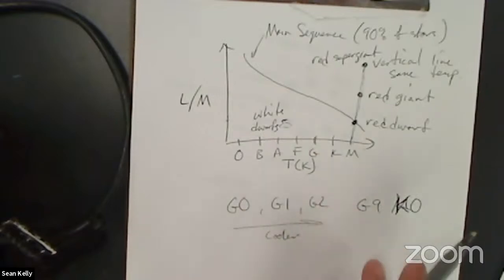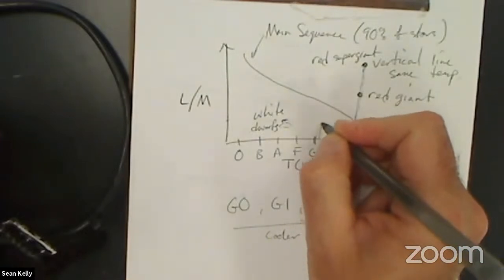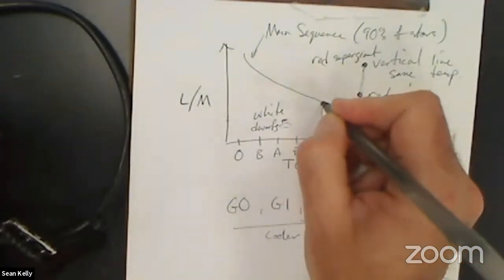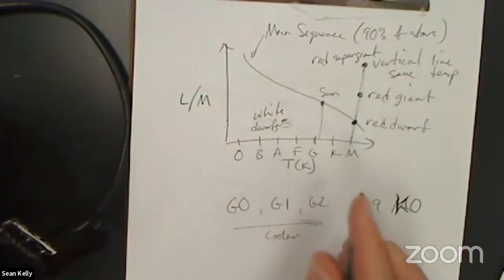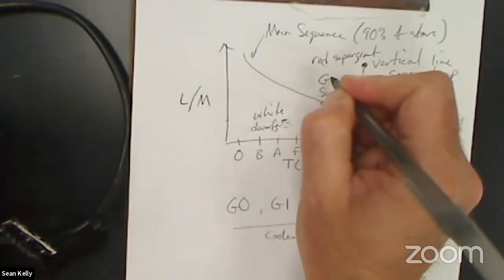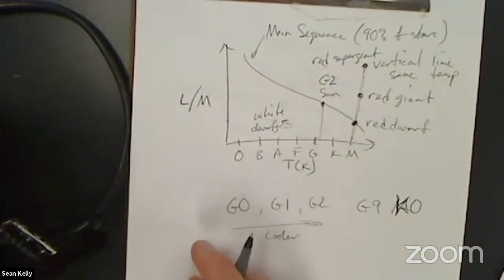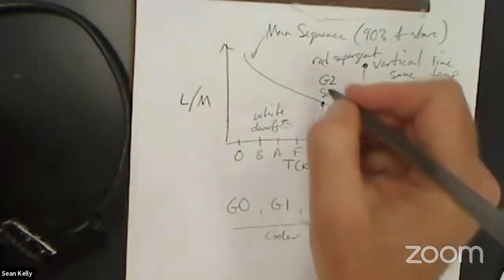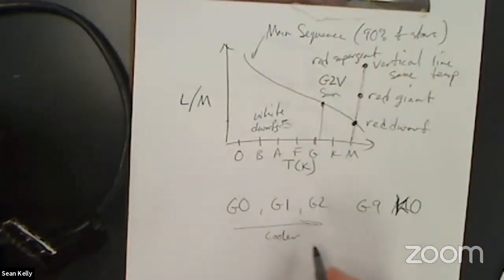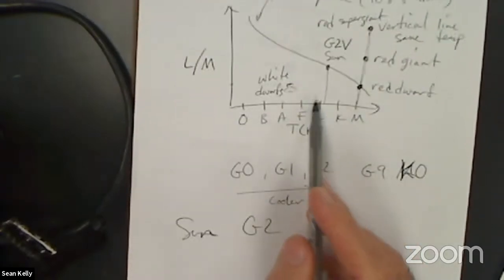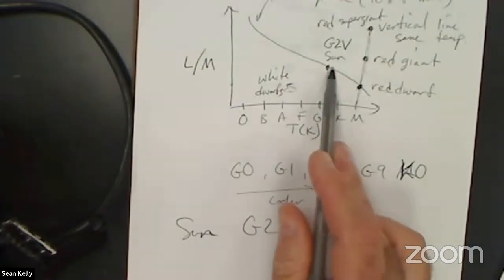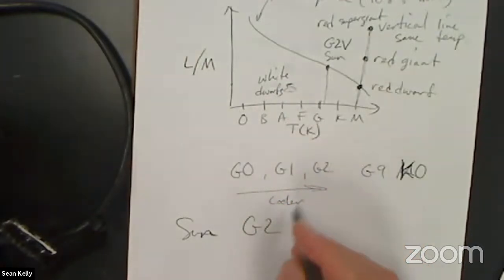The reason I want you to know that is because you and I live near a star, and that star is our sun. I would like you to know the classification of our sun. It is G2. It's a G2 star. And then the last thing is the letter V. Our sun is a G2 classification, which means it's not super hot. It's kind of over here. We know it's about 6,000 Kelvin. And the V says that it is a main sequence star.